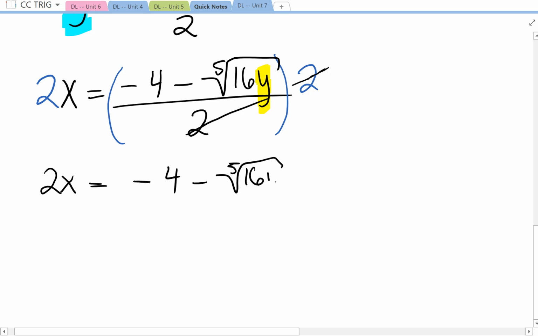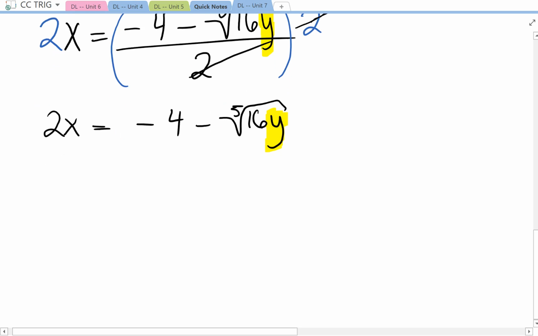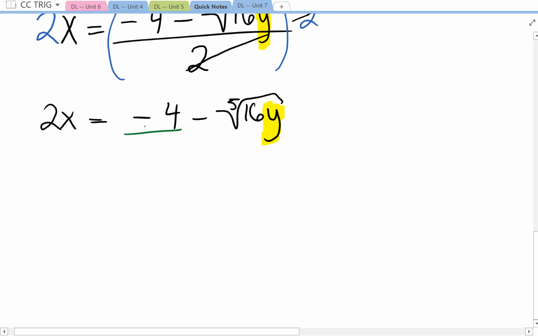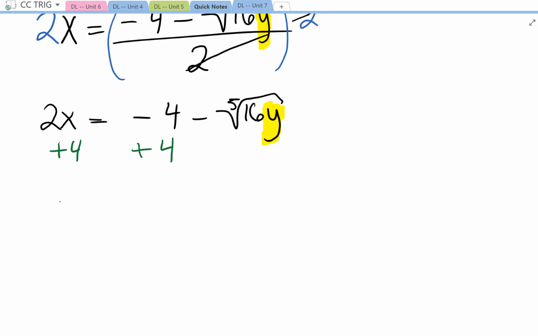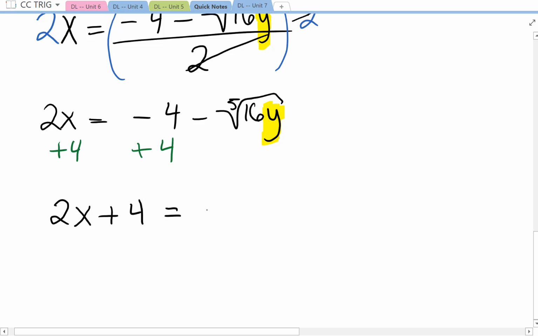You start furthest away from y on the same side as y and move things over with inverse operations. So this negative 4 needs to be added on both sides. 2x plus 4 equals negative 5th root 16y.